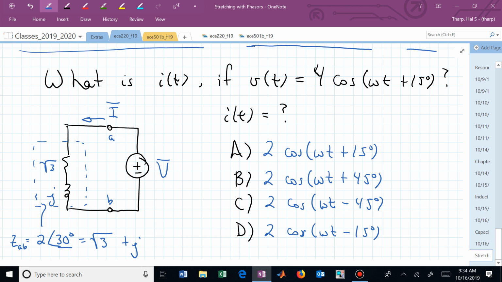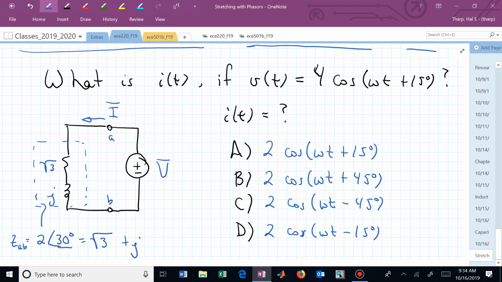The first step that you have to do is convert little v of t into its phasor. So do the phasor transform to get capital V bar. And what do you get for capital V bar? So wait. Let me get your answer first. We ready to answer?